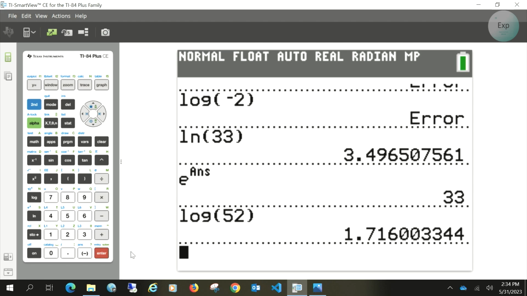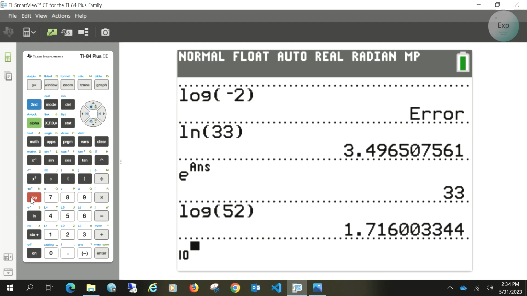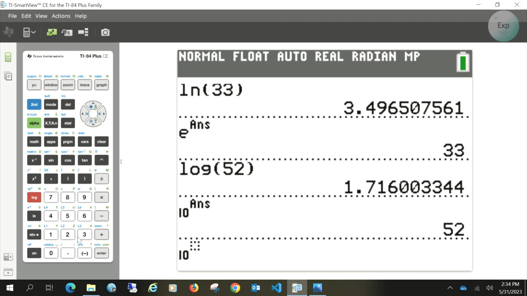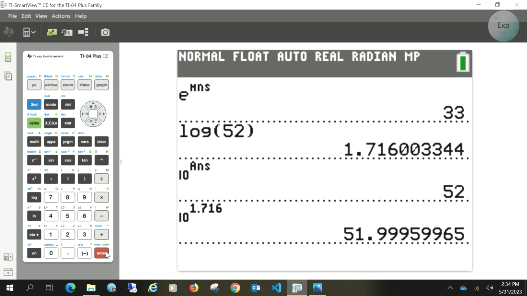It's around 1.716. If I take 10 raised to that power, around 1.716 or so, I will get back 52. Very important that I use the answer feature, because if I just type 10 raised to the 1.716, giving a decimal approximation of what I see, I don't get the exact answer back that I should of 52. Using that ANS feature will help you get exact answers.